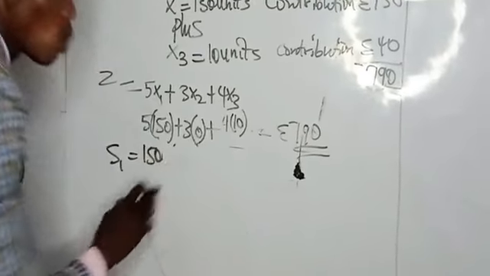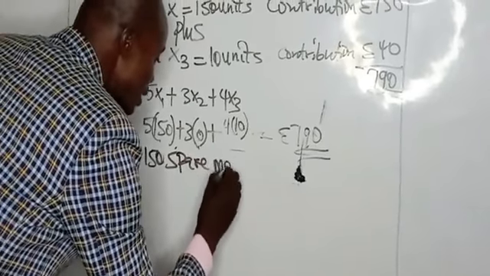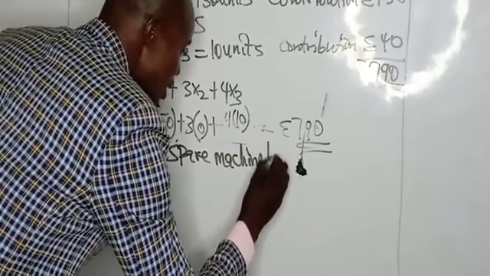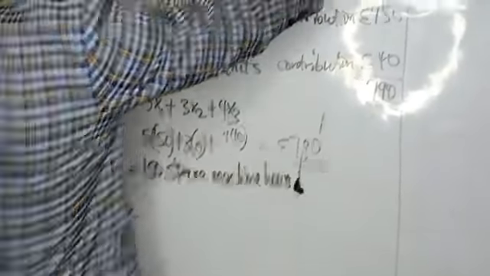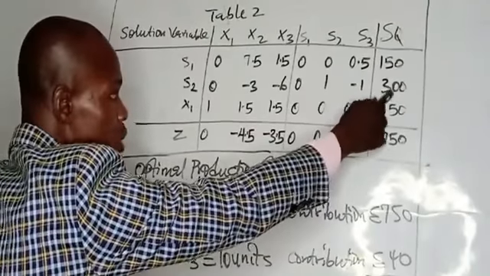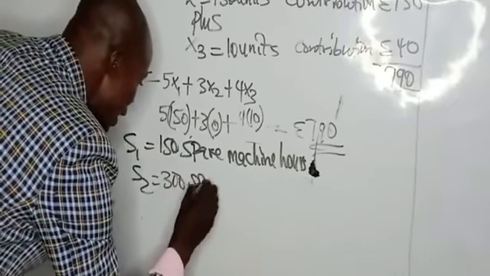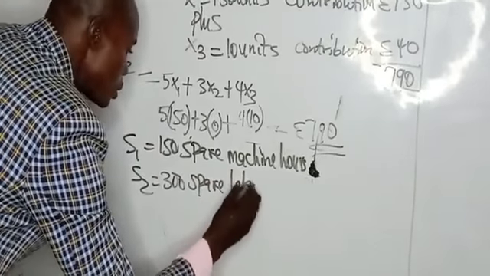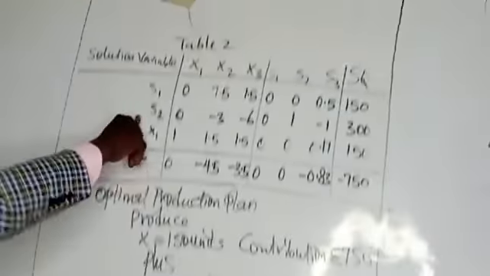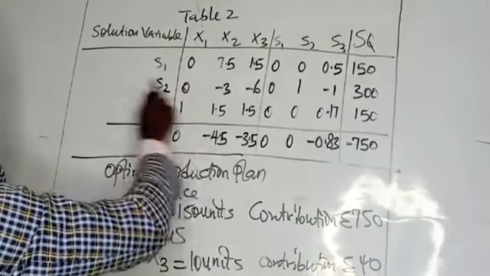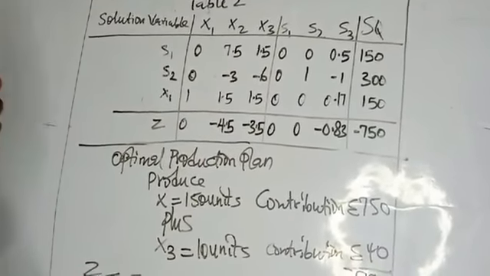So S1 is the spare machine hours. For S2, we have 300 spare labor hours. We don't have S3 within this row. So the only place we have S3 is this.